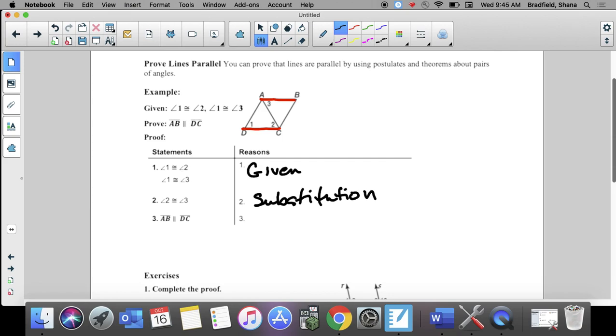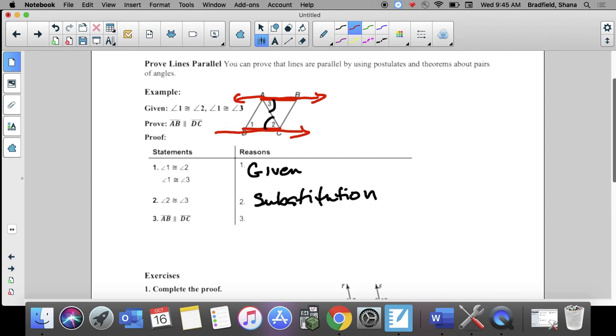And so it said that 2 is congruent to 3, and we can see that, okay, if I extend these out and imagine these being our lines here, then this is our transversal, and 2 and 3 are alternate interior angles. Well, we know that if alternate interior angles are congruent, then my lines are parallel, so that's the alternate interior angles converse theorem.